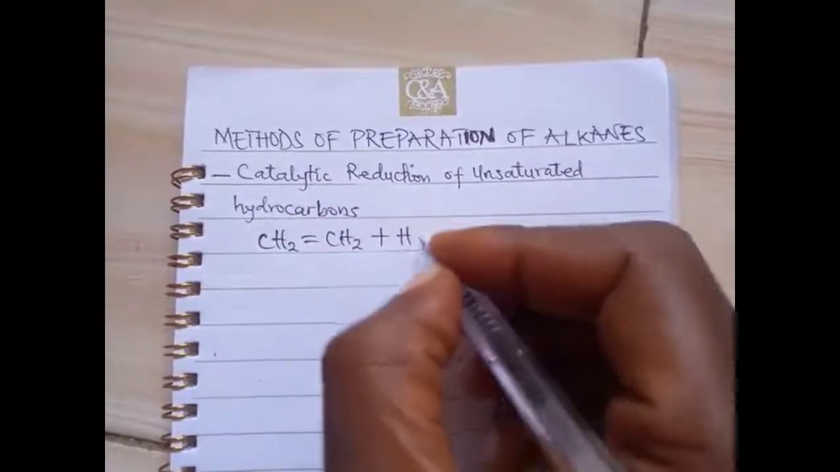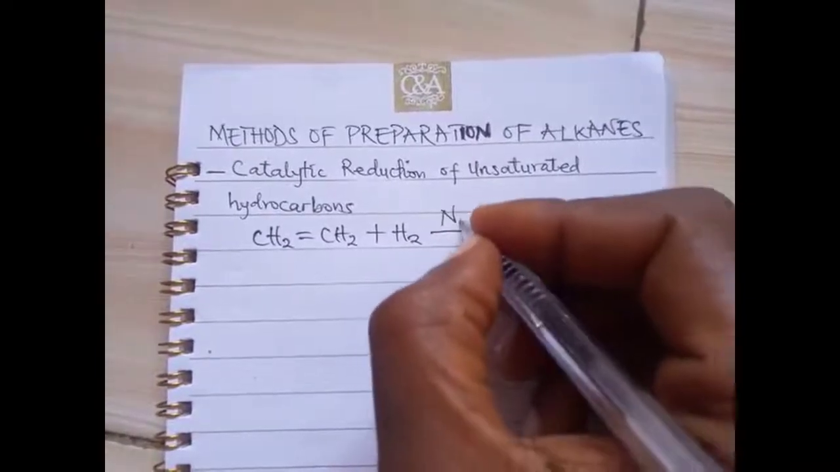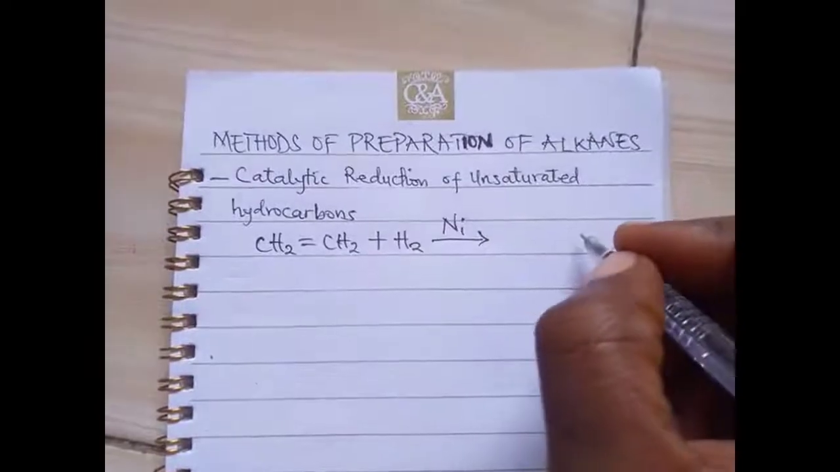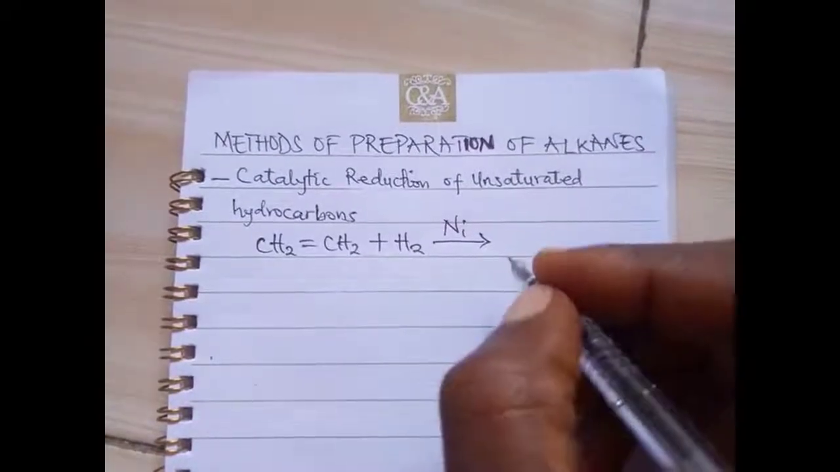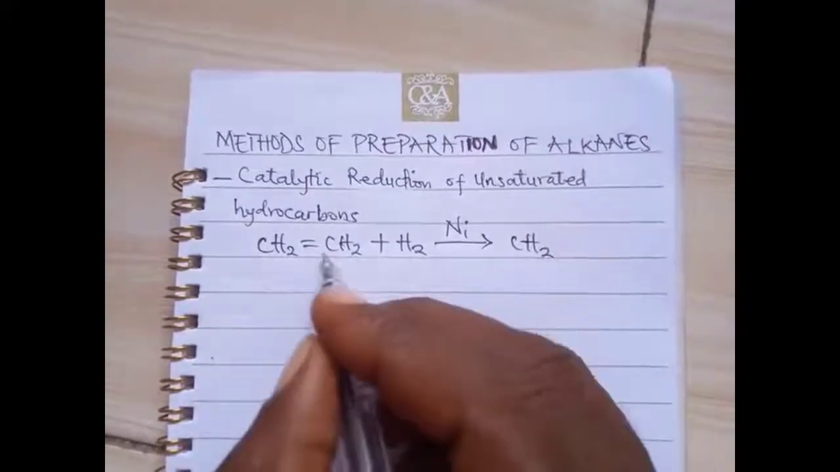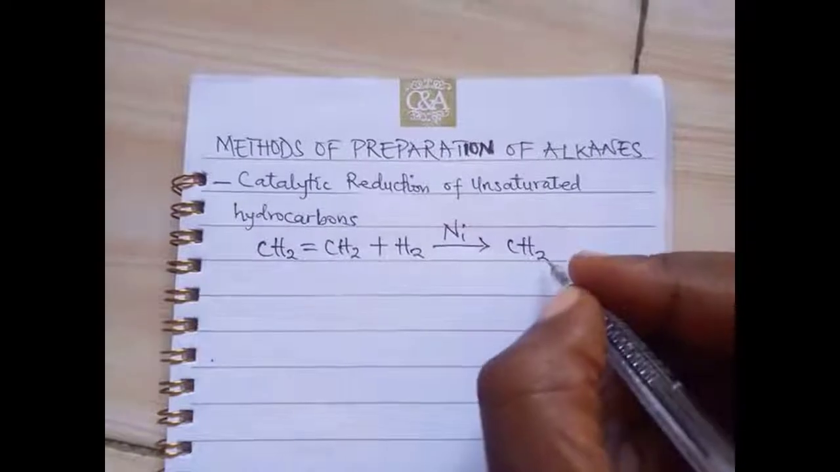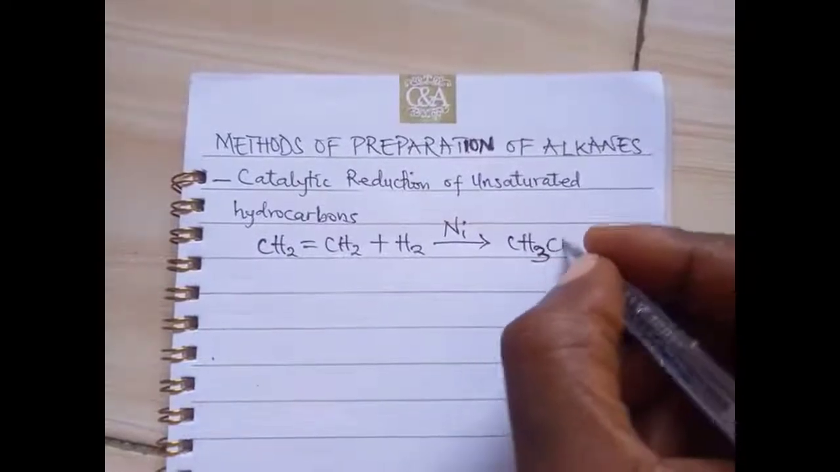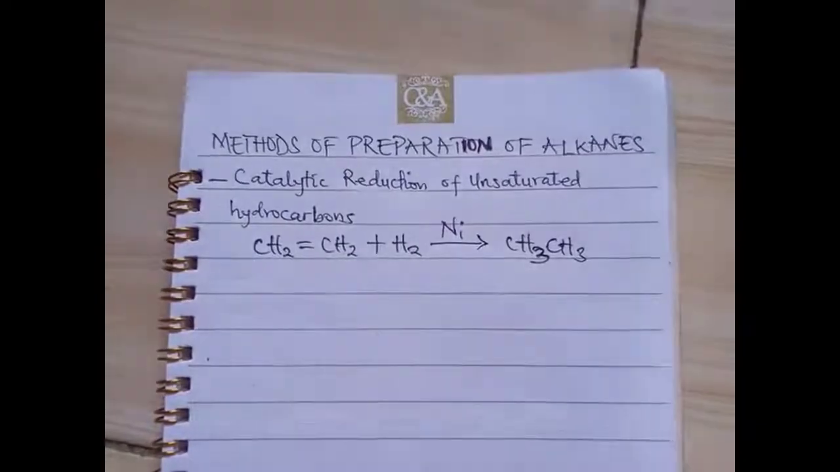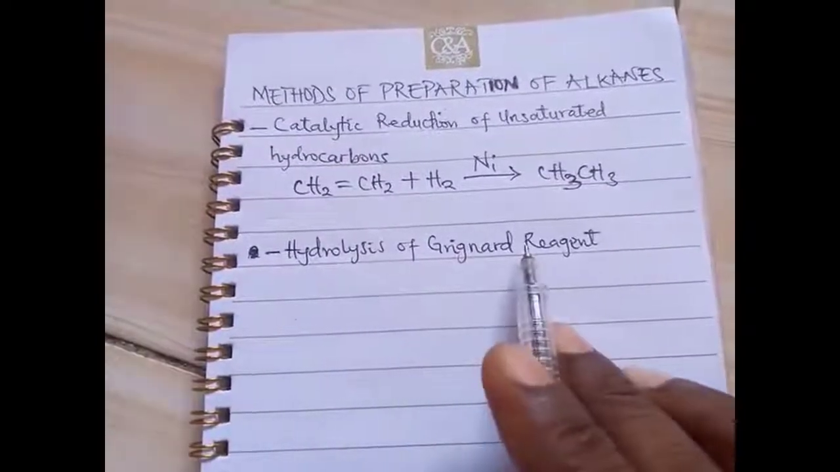and we now add hydrogen in the presence of nickel, we can also use palladium or even platinum. So we're going to have ethane because the bonds will be broken. The hydrogen will take the bonds. So we'll have ethane from this.